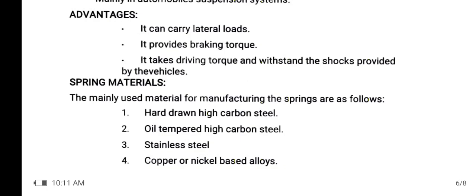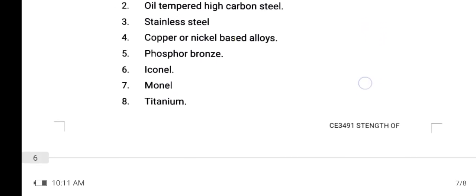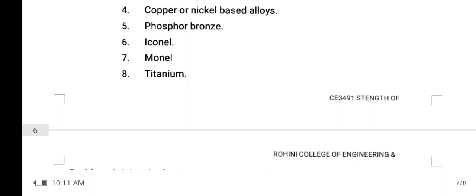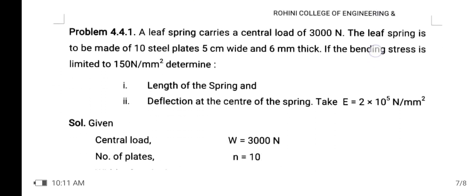The spring materials. The materials mainly used for manufacturing springs are as follows: hot drawn high carbon steel, oil tempered high carbon steel, stainless steel, copper or nickel based alloys, phosphor bronze, inconel, monel, titanium.